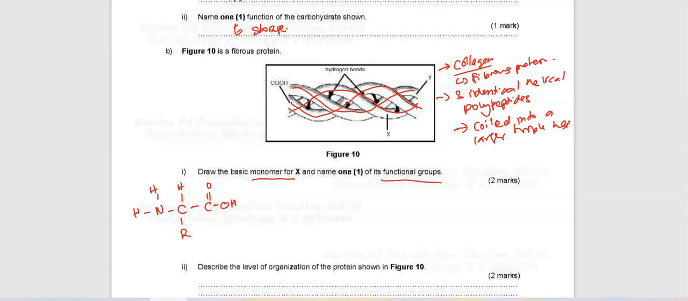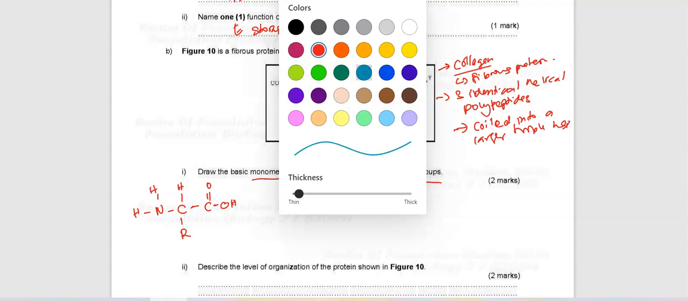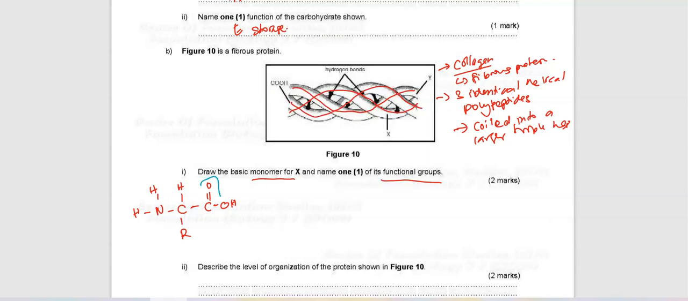Name one of its functional groups. As you can see in the structure of this amino acid, it has 2 functional groups. The first one here is the carboxyl group. You can label this as carboxyl group; the compound is carboxylic acid. And then this one is the amino group.